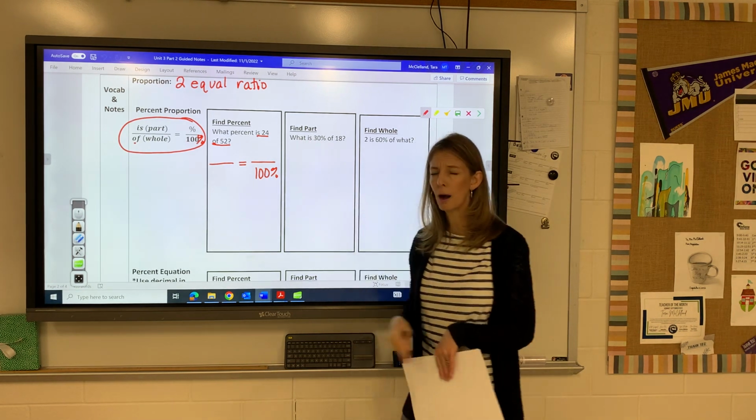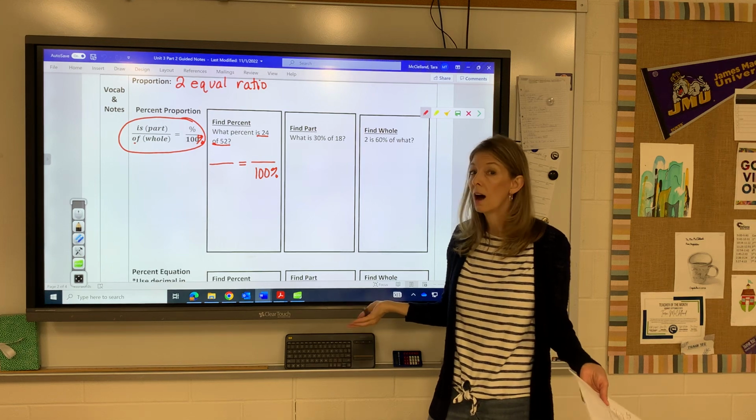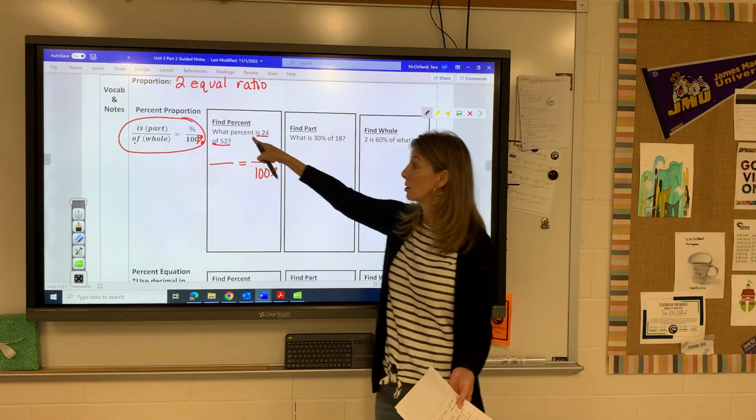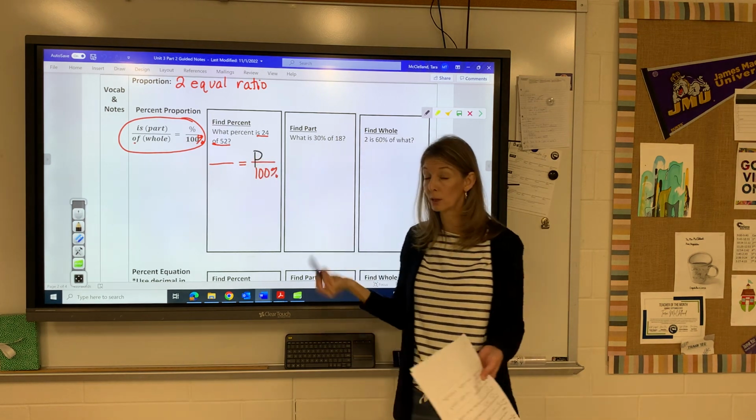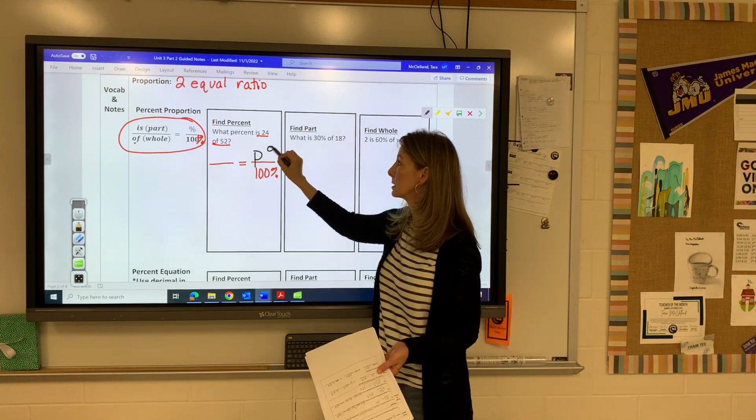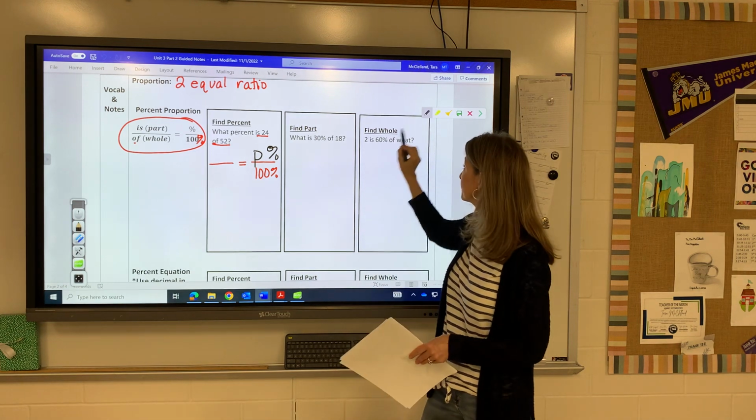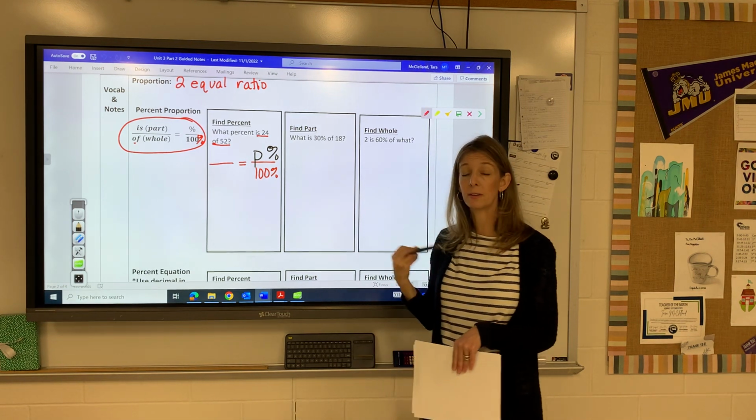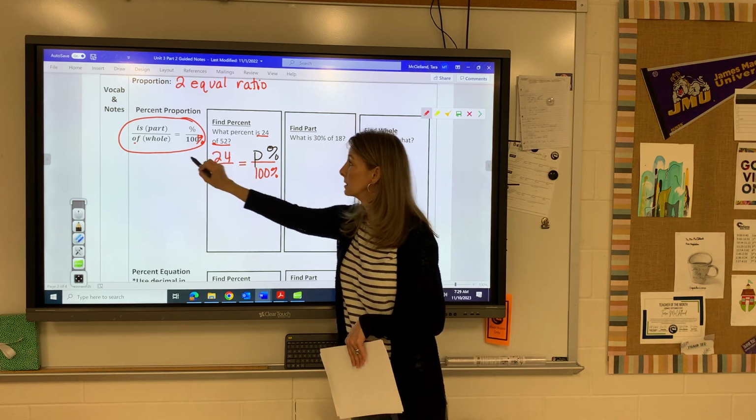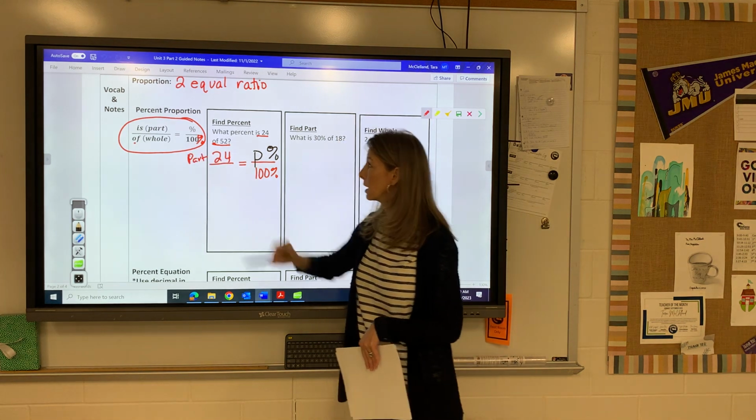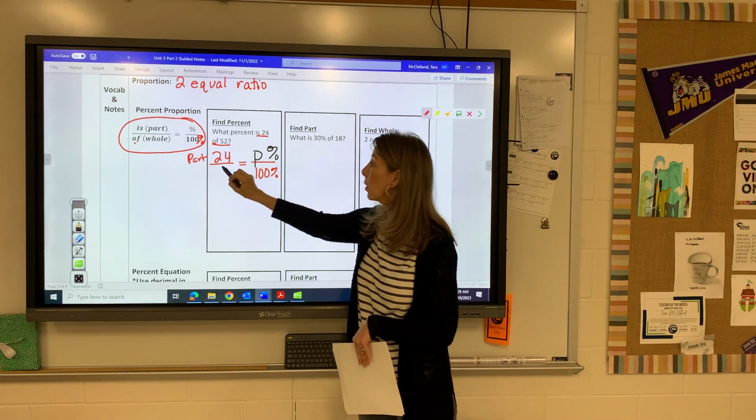Go back into your problem. Do we know the percent? Obviously no. It says what percent, so that's going to be my variable. I'm going to use P since I'm looking for the percent. Still put the percent sign. Then I have my 2 other numbers, 24 and 52. 24 is my part, whereas 52 is my whole.